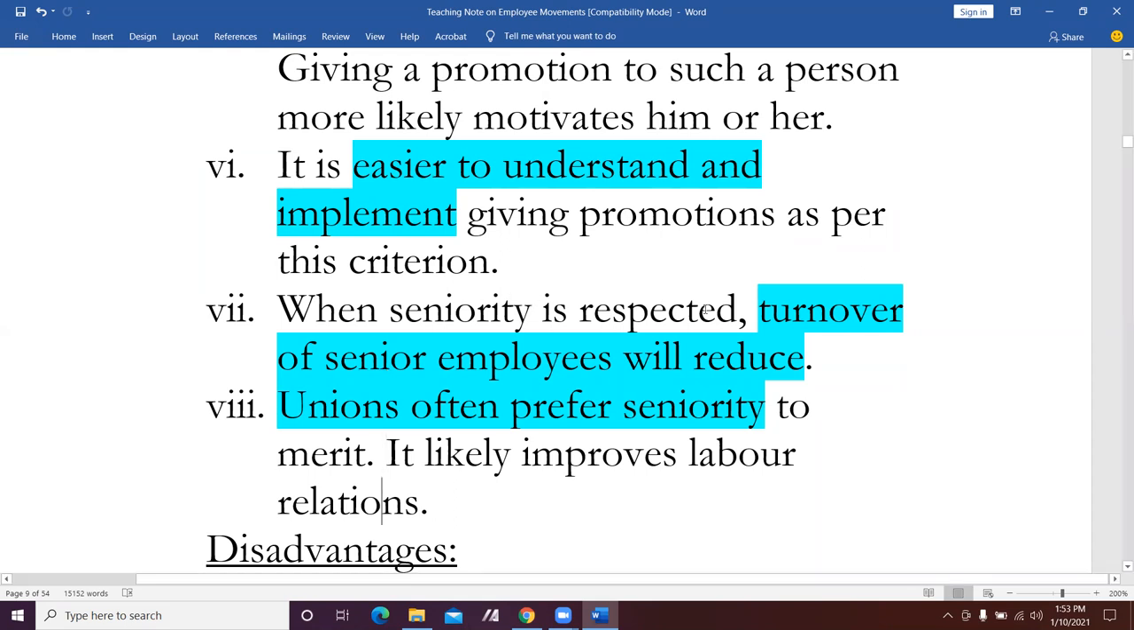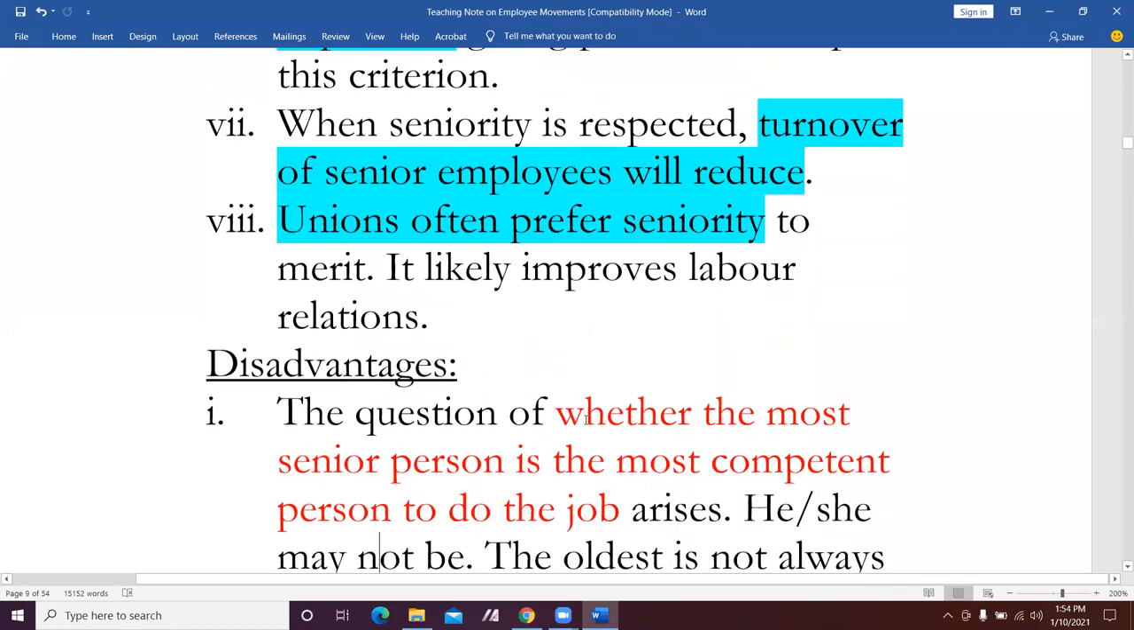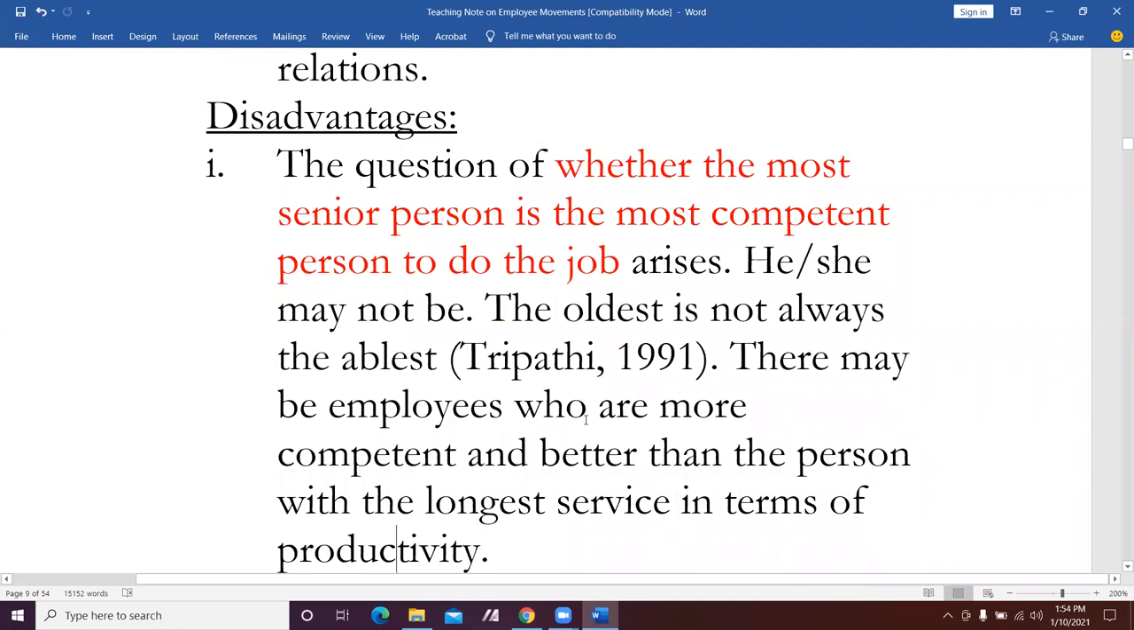Okay, so when seniority is respected, turnover of senior employees will reduce. Also, unions often prefer seniority to merit, so it likely improves labor management relationship. However, there are two major disadvantages. The first one is the question of whether the most senior person is the most competent person to do the job. He or she may not be. So according to Professor Tripathi, the oldest is not always the ablest. There may be employees who are more competent and better than the oldest or most senior employee.